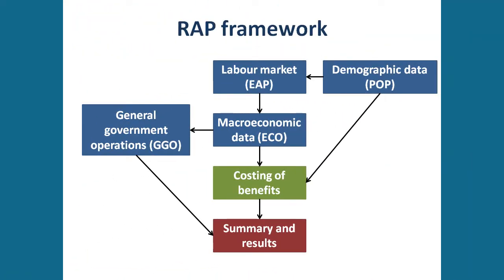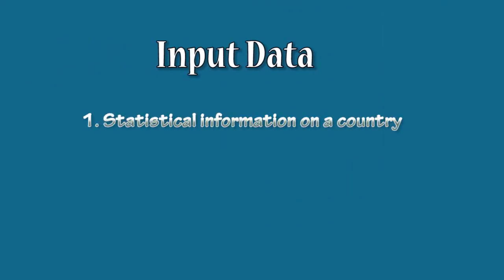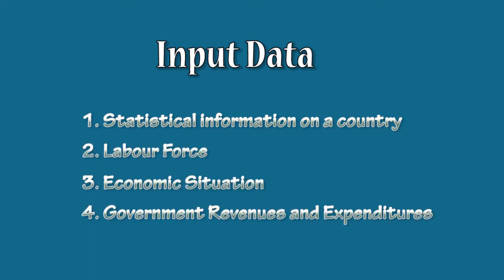The RAP model consists of three parts, denoted by blue, green, and red. Blue represents the input data. Input data contains statistical information about the population of the country, its labor force, economic situation, government revenues, and expenditures. This data needs to be collected by the user and entered into the RAP model before the cost of various social protection floor benefits can be calculated.